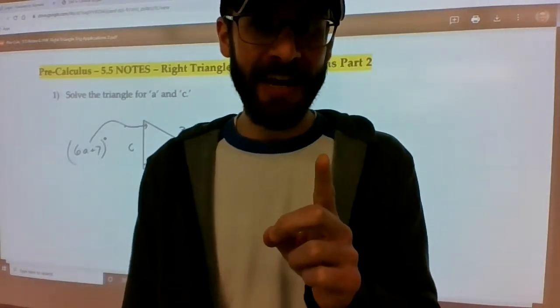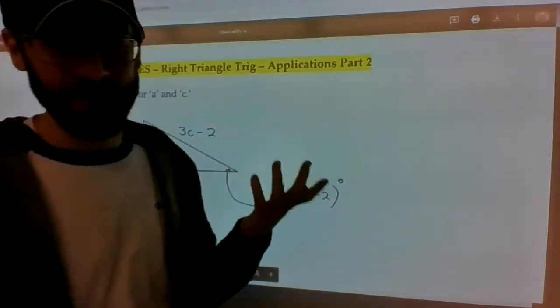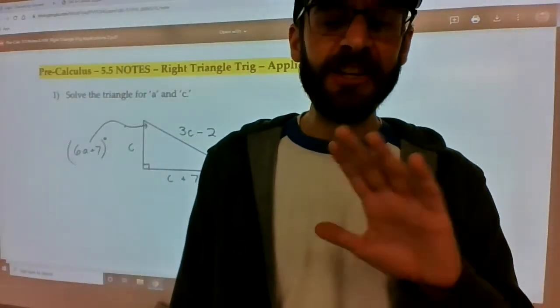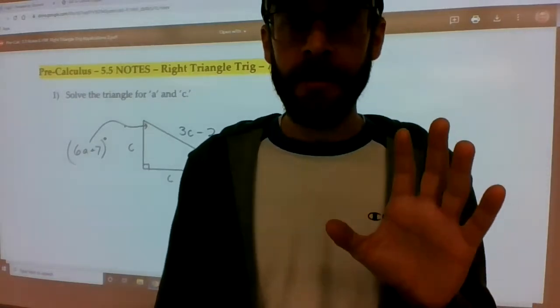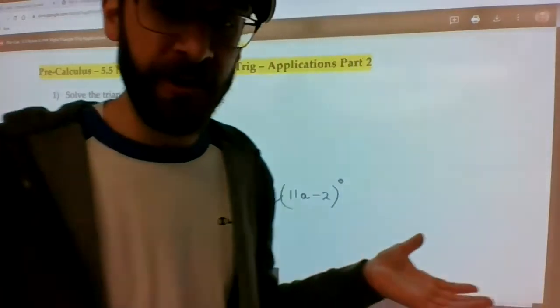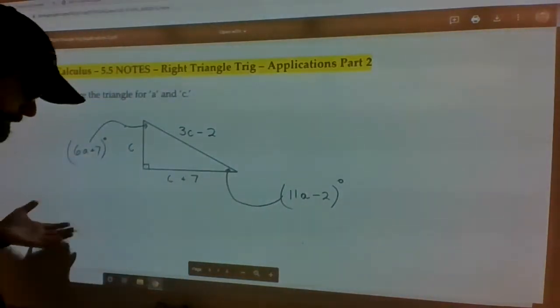So to introduce that, I'm going to give you one where you actually have to use a right triangle to solve this. This one's kind of out of the blue, you don't even have to use trigonometry to figure out the value of A and C. Here's why.